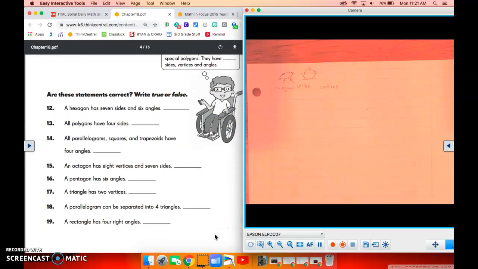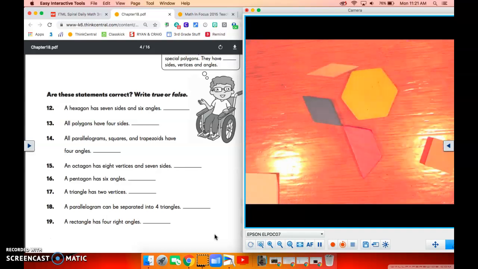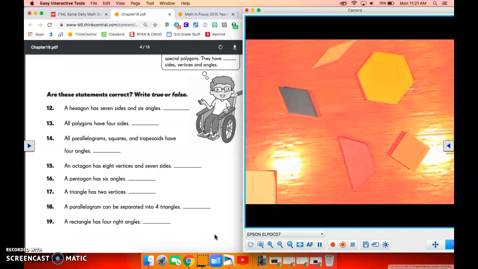All right, 12. Are these statements correct, true, or false? I'm just going to put those out here so we can see them if we need them. A hexagon has 7 sides and 6 angles. That is false. A hexagon has 6 sides and angles. 13. All polygons have 4 sides. No, that is false. A polygon has 3 or more sides, so it could be a triangle, it could be more.